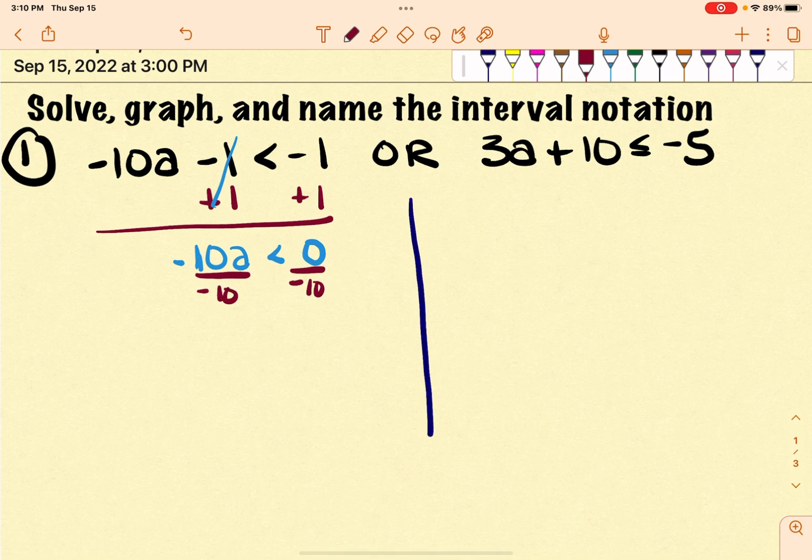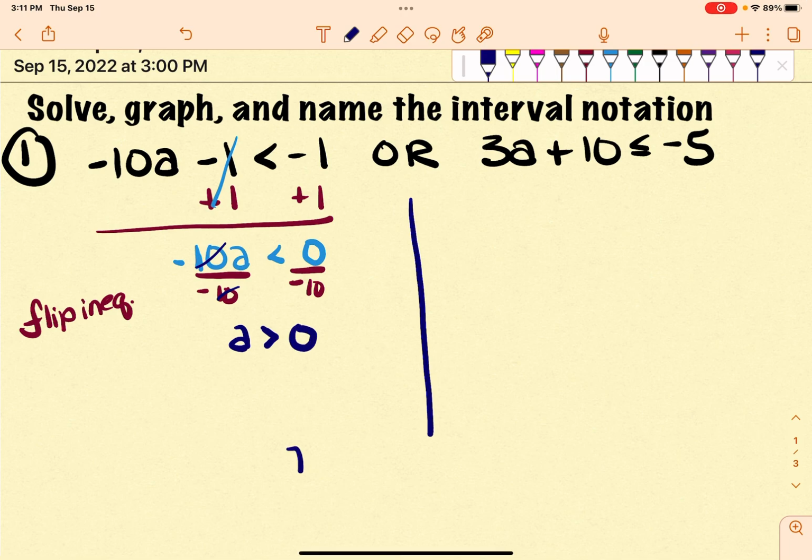So we kind of have an issue. First of all, if I divide by any negative number, it doesn't matter what it is, I'm going to have to flip my inequality. So that means these cancel, and that's fine. But instead of having less than, it's going to become greater than. And then this side's going to be 0. So I have a is greater than 0. And I'm going to bring down my OR.